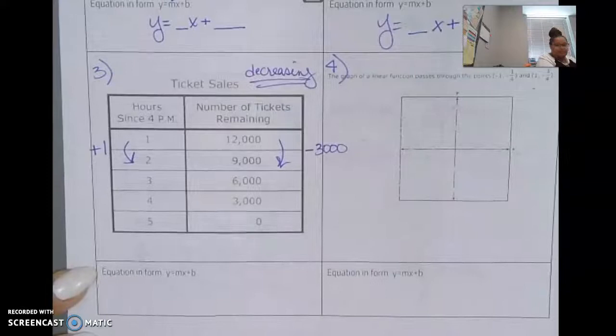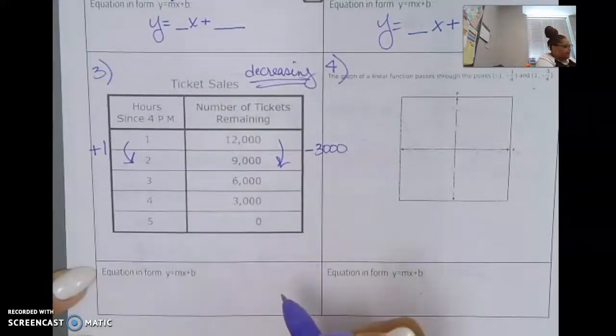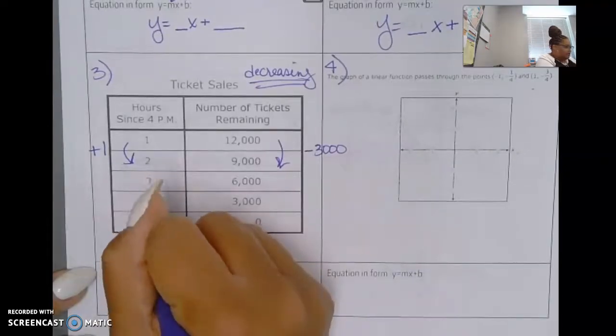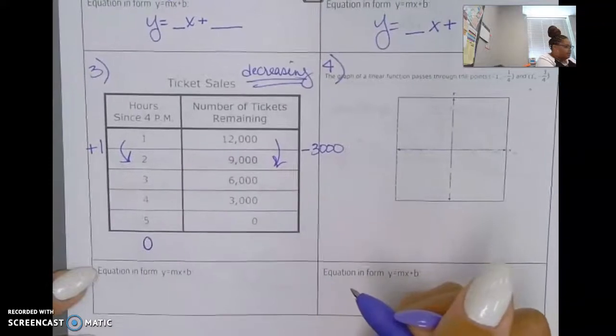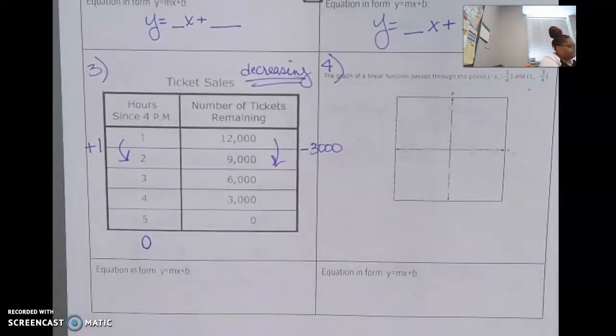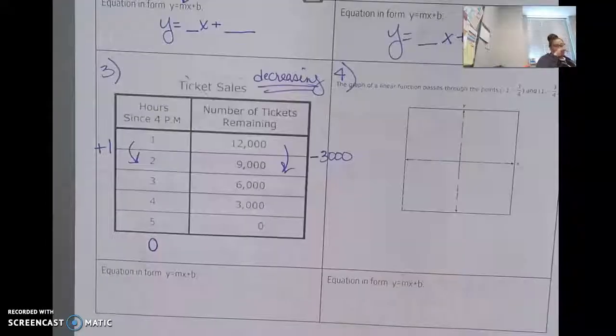Again, my x value, I need a 0 over here to know how many tickets I started with. This one's kind of tricky because I don't have a y-intercept. Hold, please. Oh, okay, sorry about that. I had a huge brain fart.